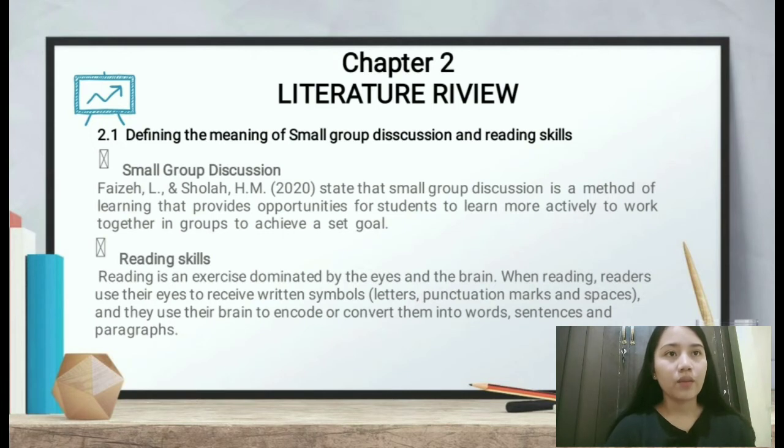Reading skills. Reading is an exercise dominated by the eyes and the brain. When reading, readers use their eyes to receive written symbols, letters, punctuation marks, and spaces, and they use their brain to encode or convert them into words, sentences, and paragraphs.